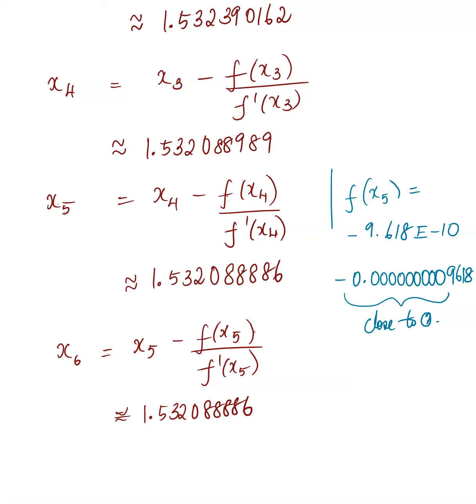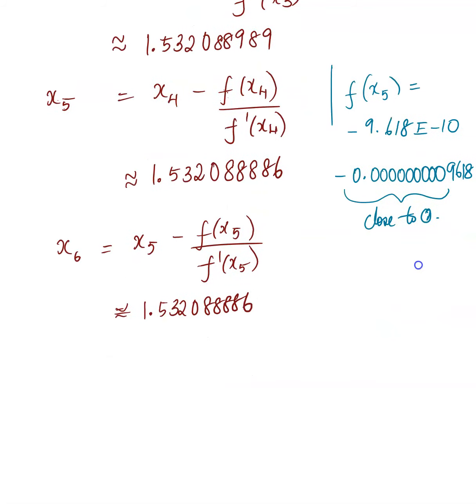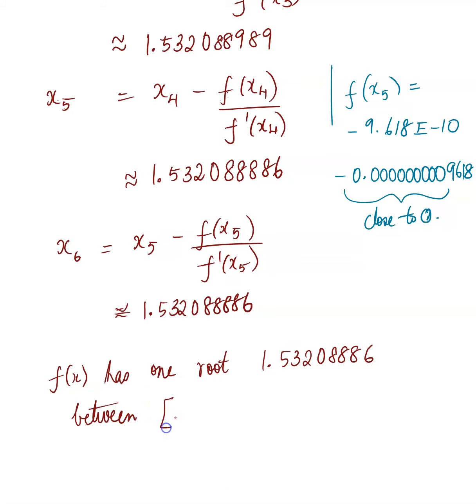Therefore, if you did any subsequent application of this Newton's method, it will most likely give the same value for xn. Right? So then we say f of x has 1 root, 1.532088886, between 1 and 2. That is our answer here.